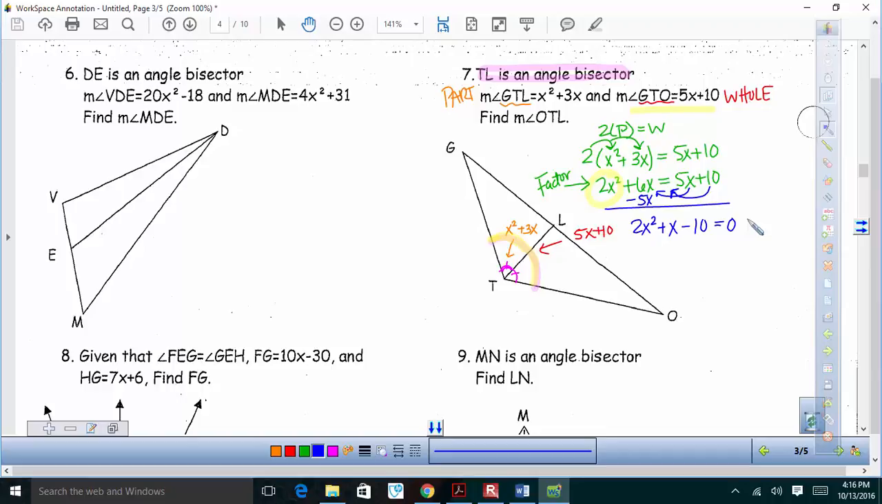Okay, so this is factoring trinomial style, but it's long. I know we haven't done this in a while. So we are going to multiply 2 times negative 10.